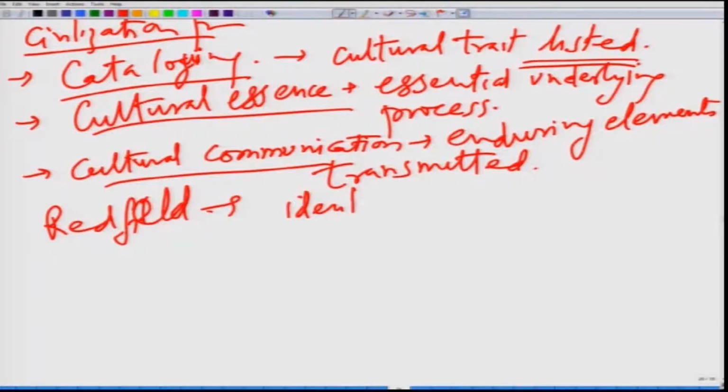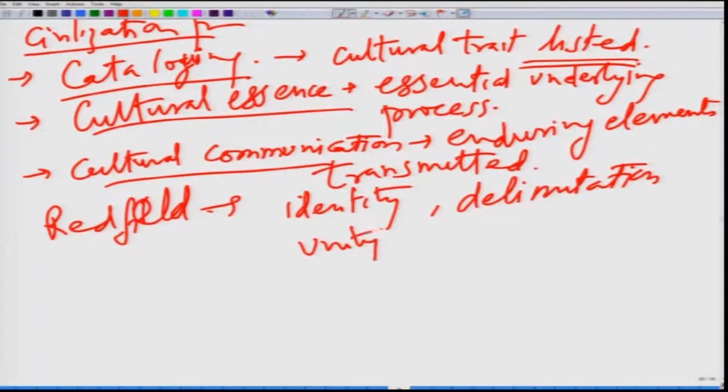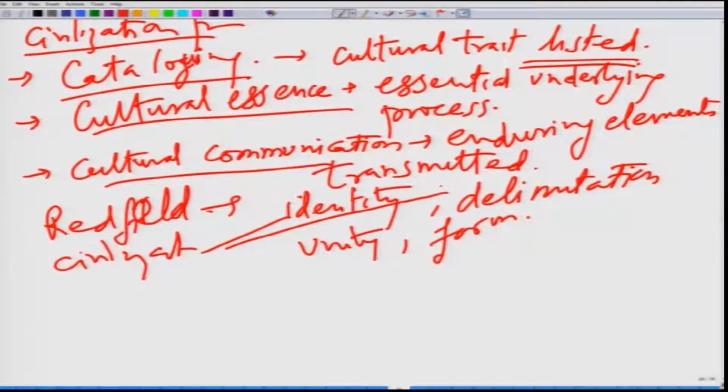So, a culture has its own identity as well as it has its own delimitation in terms of the scope, in terms of the issue, and it has the notion of unity and it has a specific form. So, these are the different aspects of a specific civilization. That is, when we try to speak about the civilization, how we try to understand it, that it has a specific identity, it has the delimitation in terms of time frame, in terms of span, in terms of space, it has an element of unity across the various cultures, and it has a specific form, and in that way the understanding of civilization can be developed.